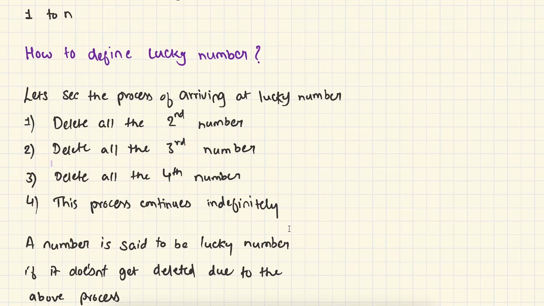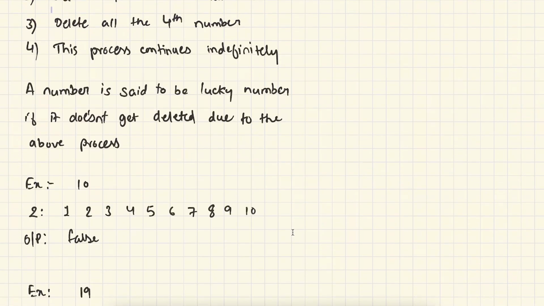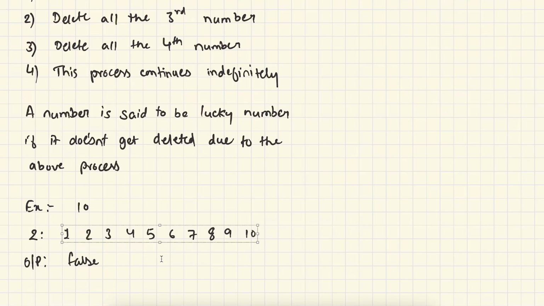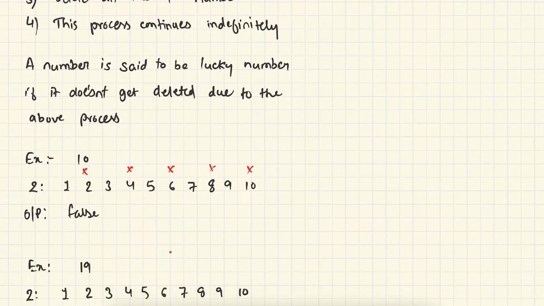Okay. Just to give you a clear picture, let's see an example. Let's say the number is 10 and this is a sequence from 1 to 10. In the first step, we delete all the second numbers. It means we are going to delete 2, 4, 6, 8 and 10. Now you can see that the 10th number is gone. It means 10 is not a lucky number because in the first step only, 10 gets deleted, right? So let's move on to the next example.